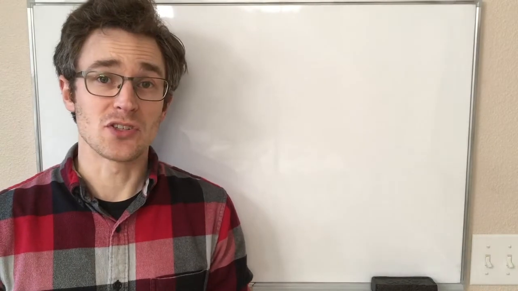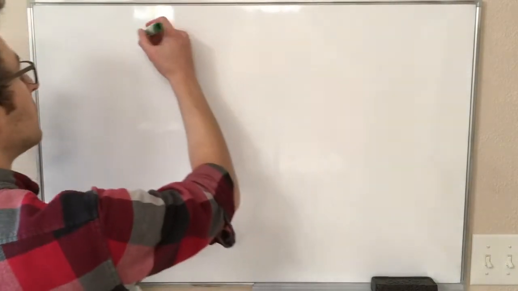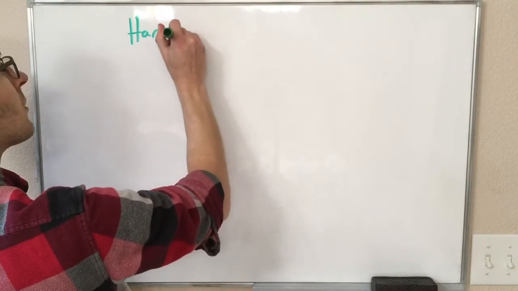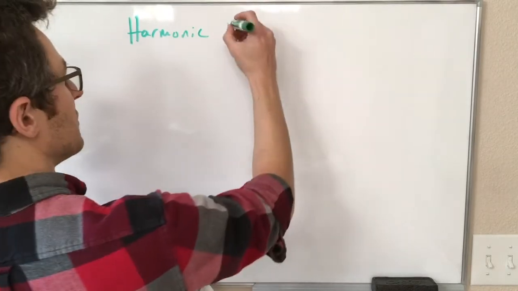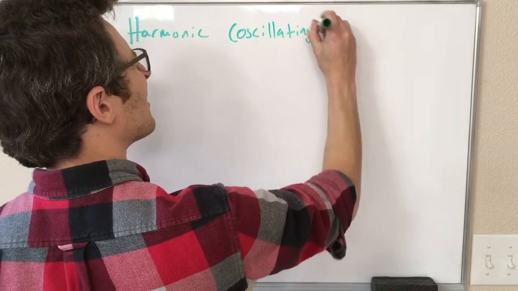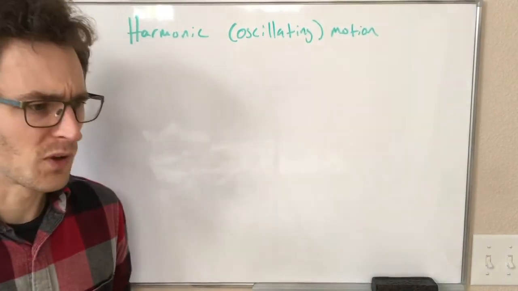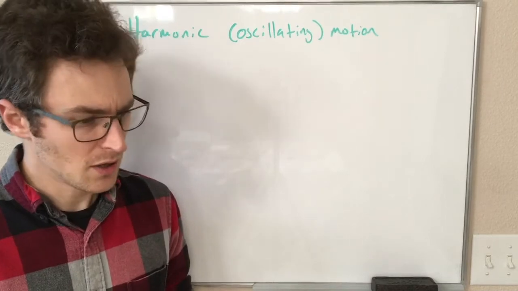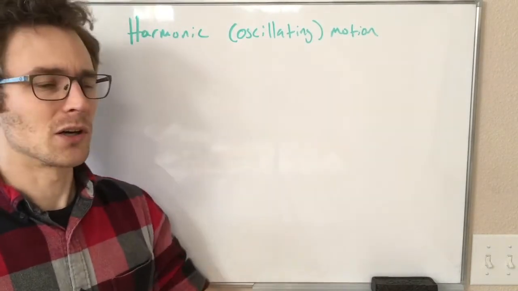In this video, we're going to be starting chapter 10, which is about harmonic motion, which we could also call oscillating or oscillatory motion. So far in Physics 106, we've talked about different kinds of motion of objects, balls being thrown and following parabolic arcs and things like that.